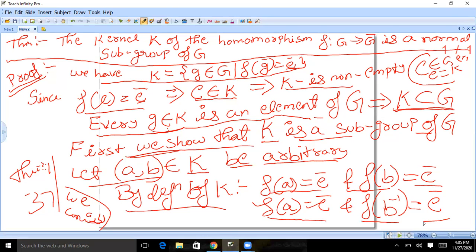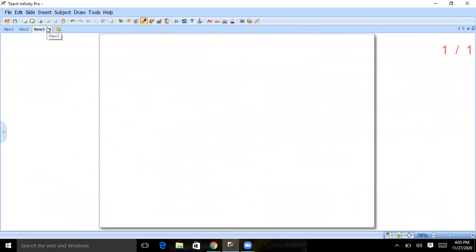So next, that implies f of A is equal to e bar and f of B whole inverse is equal to e bar.